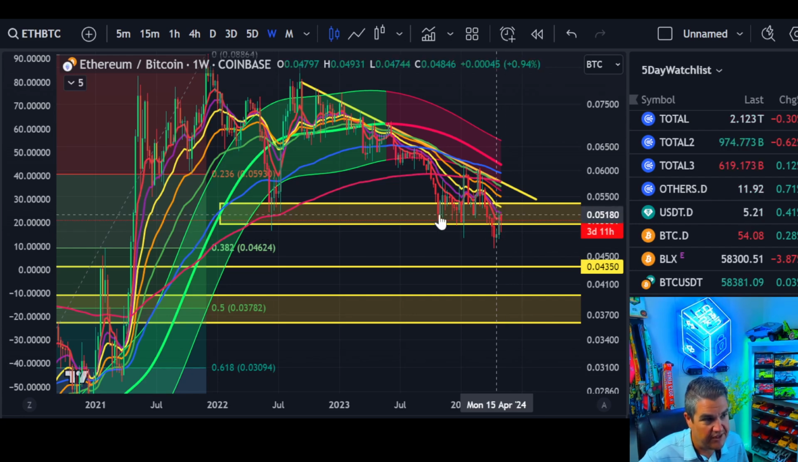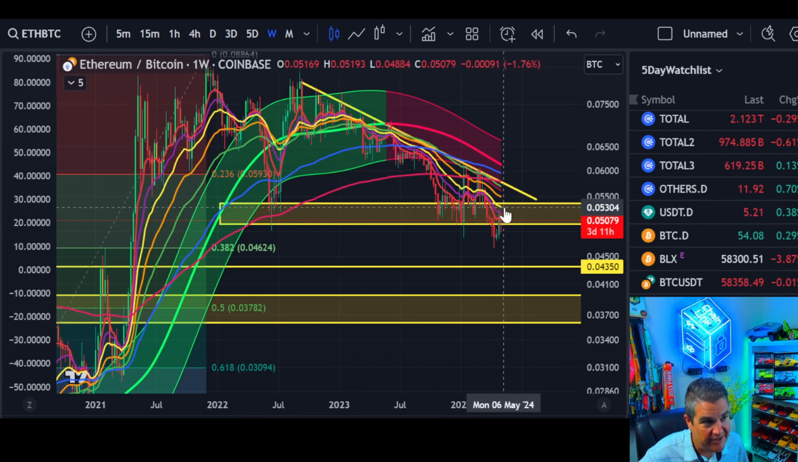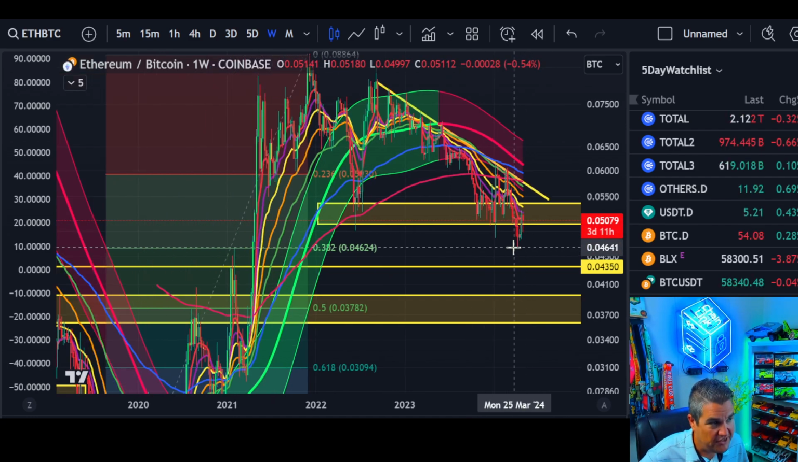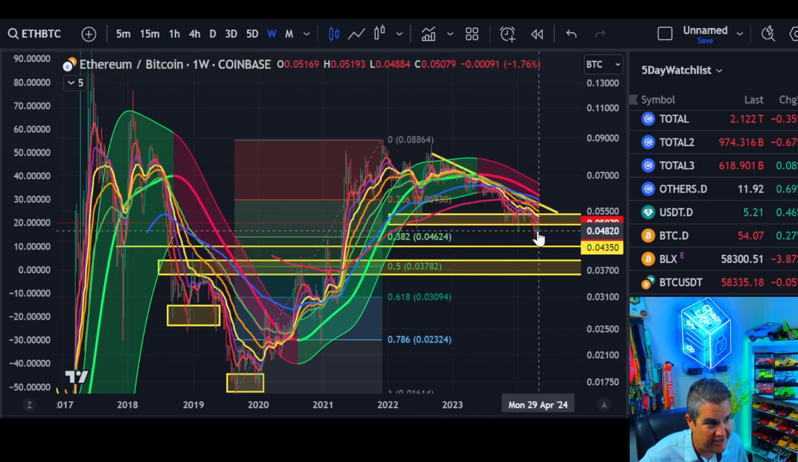At support zones. Now we've taken out this local support. Accumulating some in here was a pretty decent idea, but we're under the 200 week. We're in a multi-year downtrend. The Gaussian channel on the weekly is red. So could we potentially move lower? Of course, right? That would be the odds, right? The downtrend is still intact.